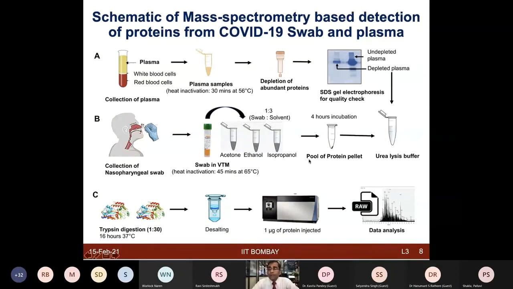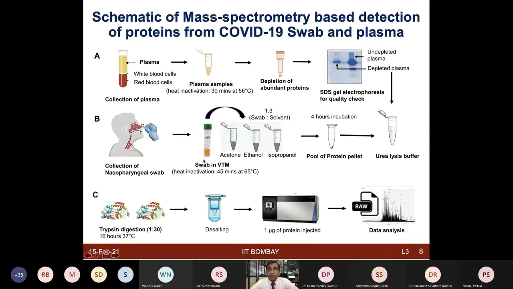So we tried 3 different methods. After doing these extraction methods and running them on the mass spec, we realized that some viral peptides are more seen in the acetone condition, some are more seen in ethanol, and some are more seen in isopropanol. So if we are looking at nucleoprotein, spike protein, membrane protein, replicase protein, various abundant proteins of the virus, and we want to detect the virus for a detection test, one extraction method may not be the best strategy.